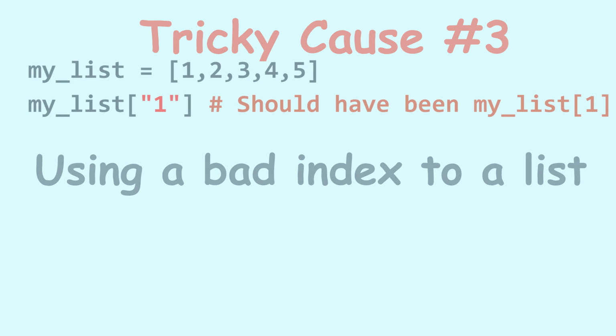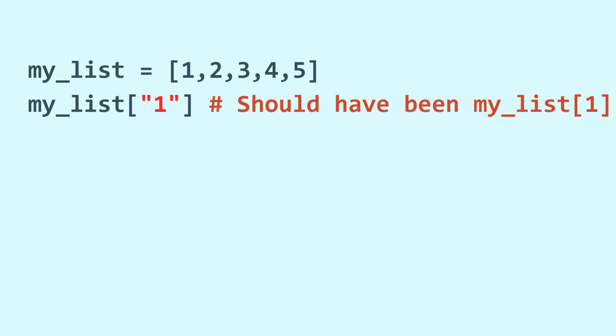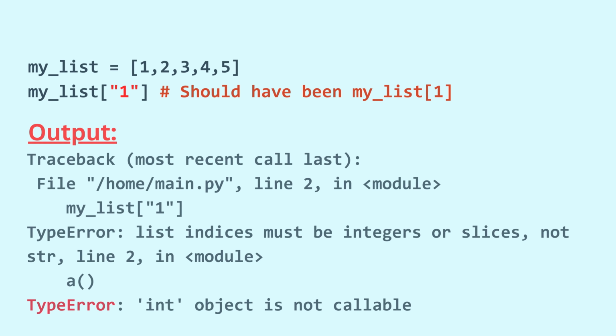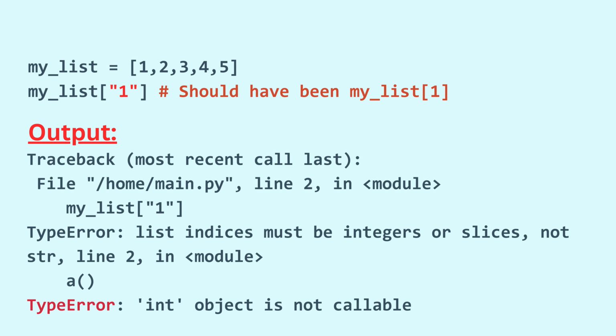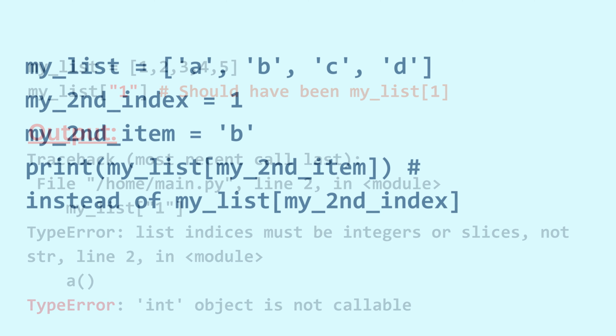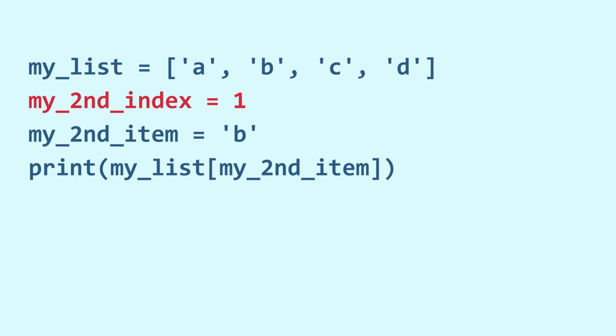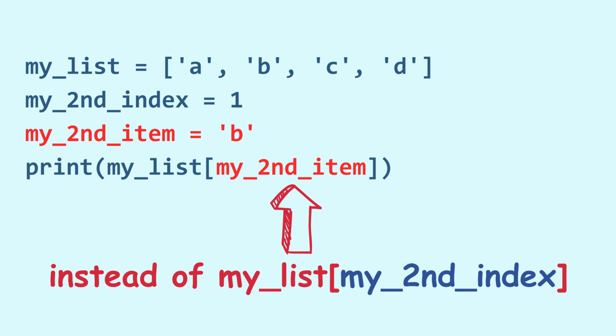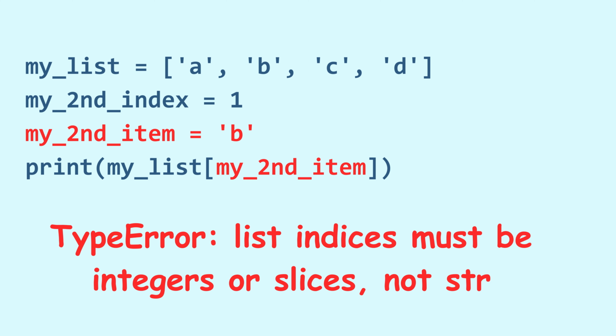The third tricky cause for TypeError is using a bad index for a list. For example, using a string as a list index instead of an integer like this. You might be thinking, who in their right mind will make this kind of a mistake? Believe me, it happens. For example, let's say you have a variable which stores the list index, but instead of using that variable, you use some other variable that might have a string inside, and you end up with the TypeError.